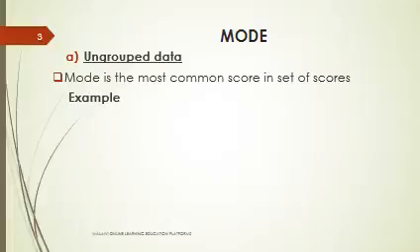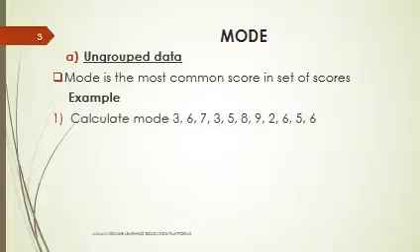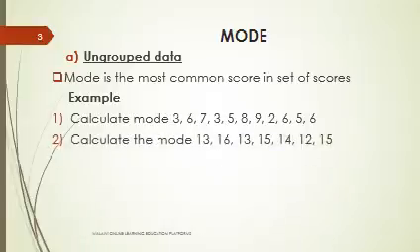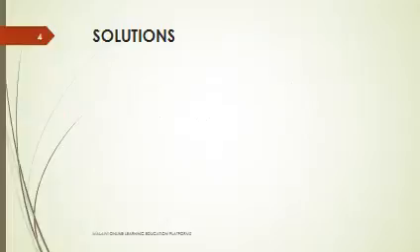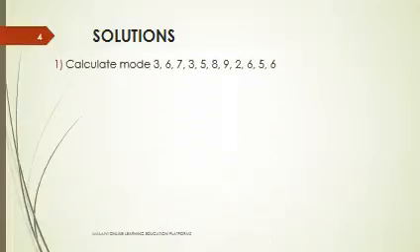Now let us look at these examples. We have example 1 with that set of scores, and also example 2 with that set of scores. Let us move on to solutions, how we can solve mode with ungrouped data. The first question was for us to calculate the mode of those scores. Here we just look at the number which is the most appearing. In this case mode is 6, because 6 appears 3 times. So we can say our mode is equal to 6.